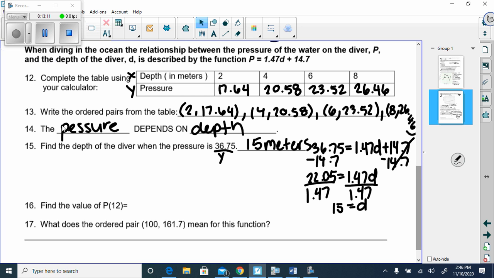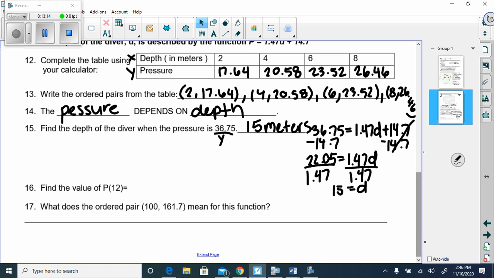All right. Okay, last two. Number 16 says to find the value of P of 12. So that means instead of D, I'm supposed to plug in 12. So I'll just have 1.47 times 12 plus 14.7. And I could type that just as it is in my calculator, right? So I have 1.47 times 12 plus 14.7. What does that give me? What do I get when I type this in? Good.